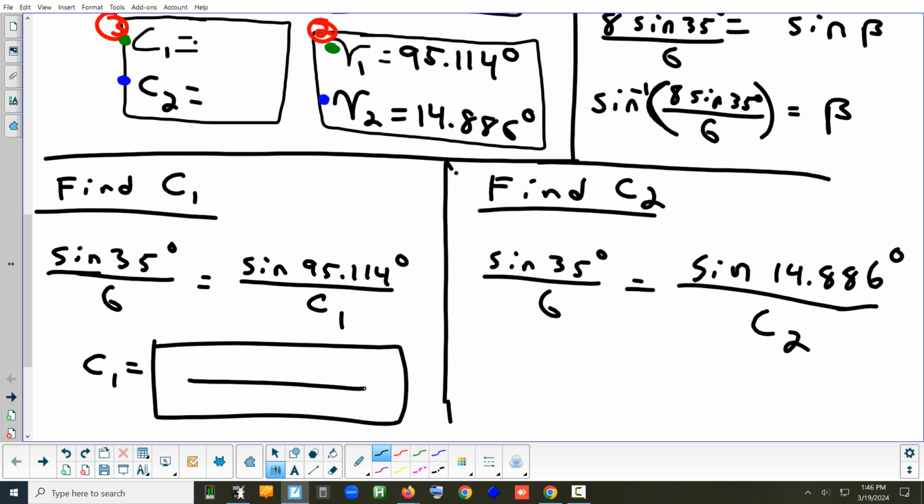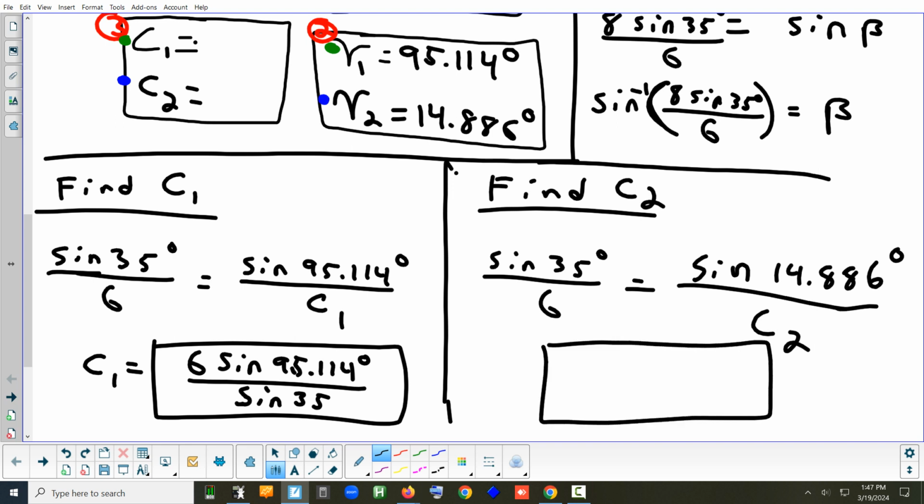Okay. When we find C1, it's going to be what times what divided by what? Six times sine 95.114 divided by sine 35. Yep. All right, now we'll take that in. And let's do this one. C2. What's this one going to be?